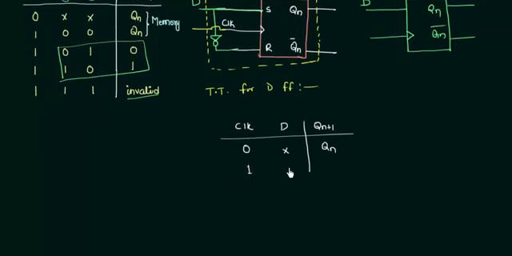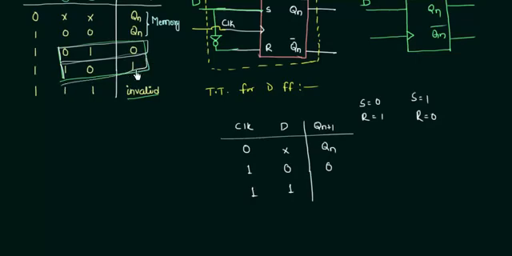When clock is high and D is low, it means what? S is 0 and R is 1. And for this particular case, I have Qn plus 1 as 0. Now when clock is high and D is 1, I will have my S as 1 and R equal to 0. It means this case, and I have Qn plus 1 as 1.